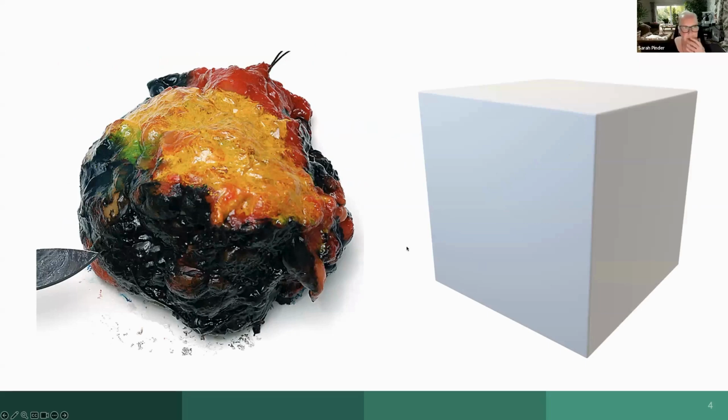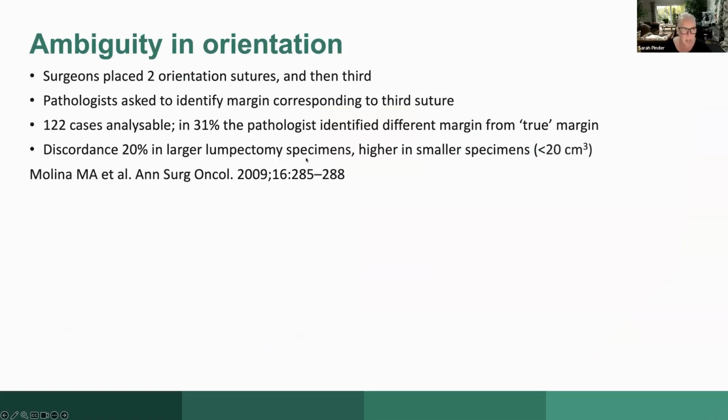And actually that can be shown by a couple of studies. This was an interesting one from a long time ago, but the surgeons put 2 orientation sutures on and then put a 3rd proline stitch. And the pathologists were asked to identify which was the margin of the proline stitch. Of 122 cases that were analysable, in nearly a third, the pathologist identified a different margin from that the surgeon believed they'd put the stitch on. And obviously that discordance was much higher in small specimens.